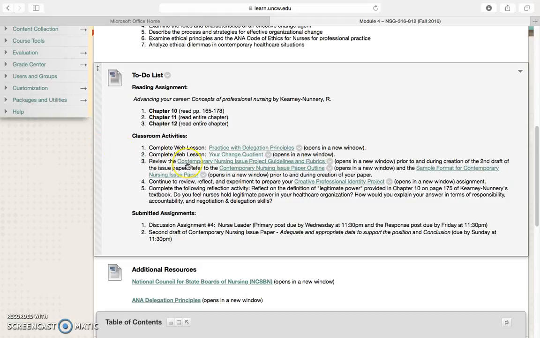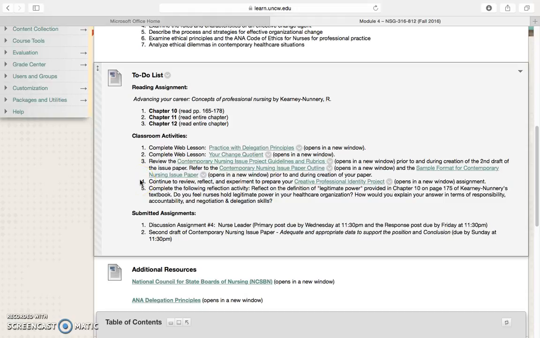Let me please recommend that each of you take another look at each of these 3 resources. Based on the first draft, it is clear that some of you may not have actually reviewed these carefully. So these 3 resources will be incredibly beneficial and helpful for your learning, as well as moving forward with your second draft and your final paper for the contemporary nursing issue.